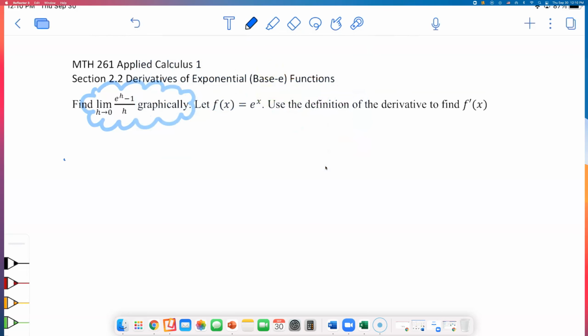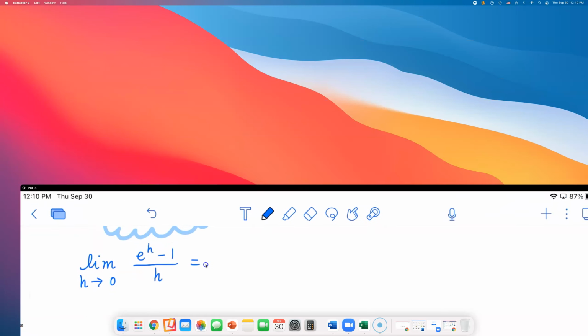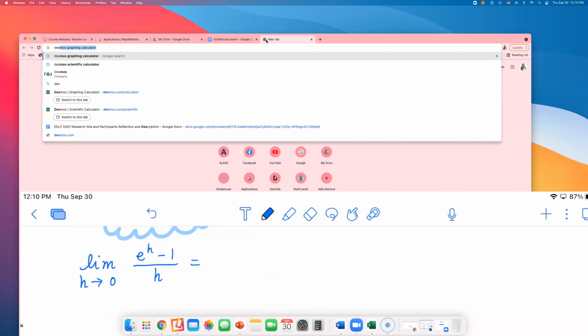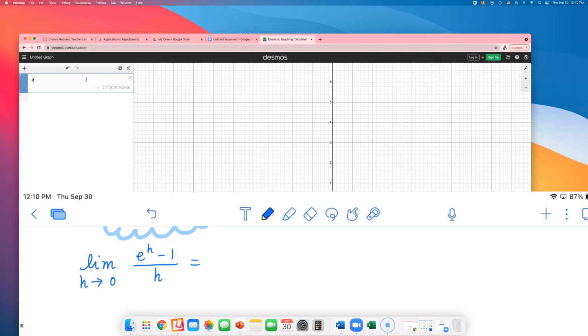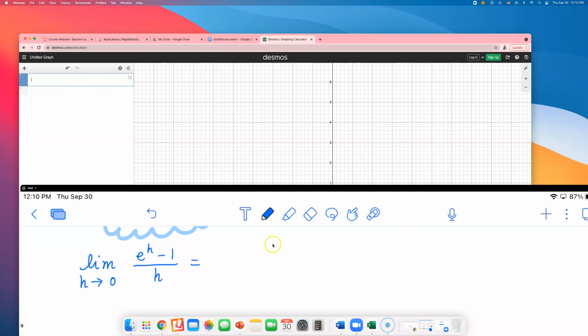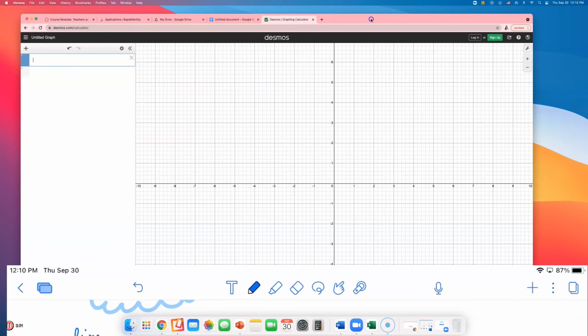Hold on, let me write this down. What is the limit of e to the h power minus 1 over h as h approaches 0? I will do this graphically, which means I'm going to go to my Desmos graphing calculator real quick. Let me open that browser up. Desmos graphing calculator, and I will graph this, e to the h minus 1. Maybe I need to just use x for right now, because I think Desmos doesn't like it when I use h.